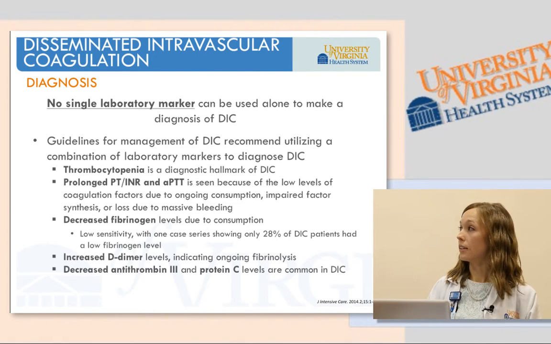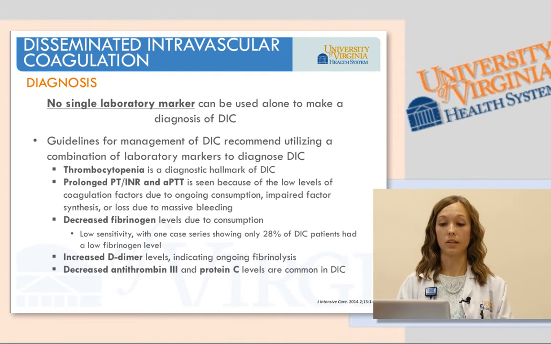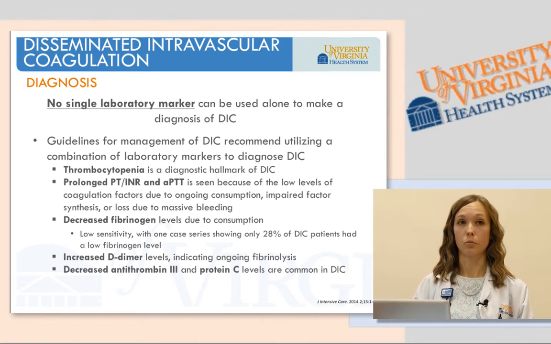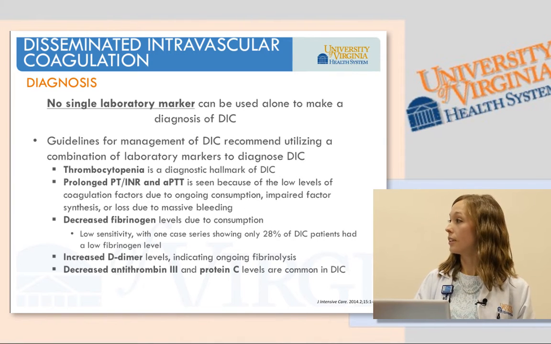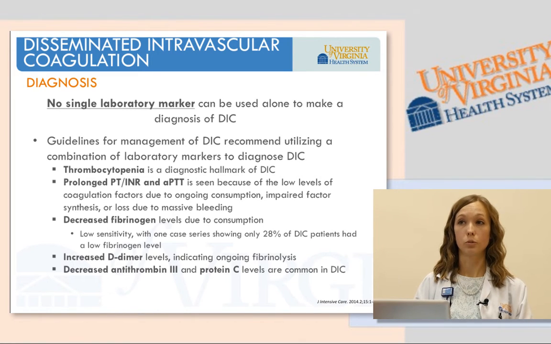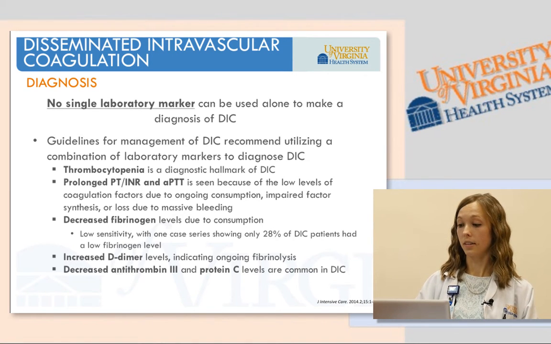We also see a prolonged PT-INR and a prolonged APTT, and that's because of the ongoing consumption that's occurring, impaired factor synthesis, and sometimes even loss due to the massive bleeding in patients that present in that fashion. We have decreased levels of fibrinogen, and again, that's because of the ongoing consumption that's occurring. All the fibrinogen that we have is being shunted over to form more fibrin. We have increased D-dimer levels, D-dimer, of course, being a fibrin degradation product, showing that there is some breakdown of fibrin that's occurring, but again, not enough to keep up with the fibrin that's being deposited in DIC. And as we've already mentioned, we have decreased levels of antithrombin III and protein C.